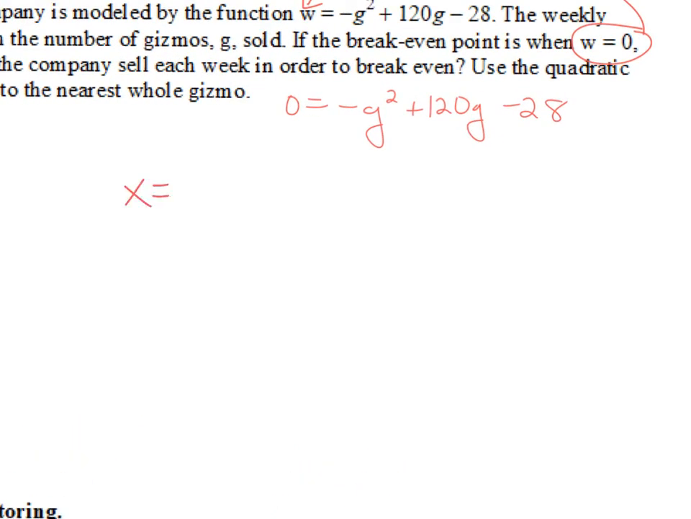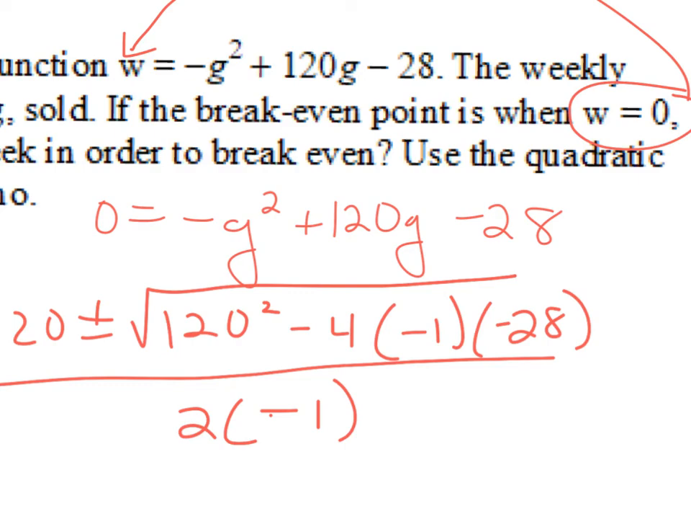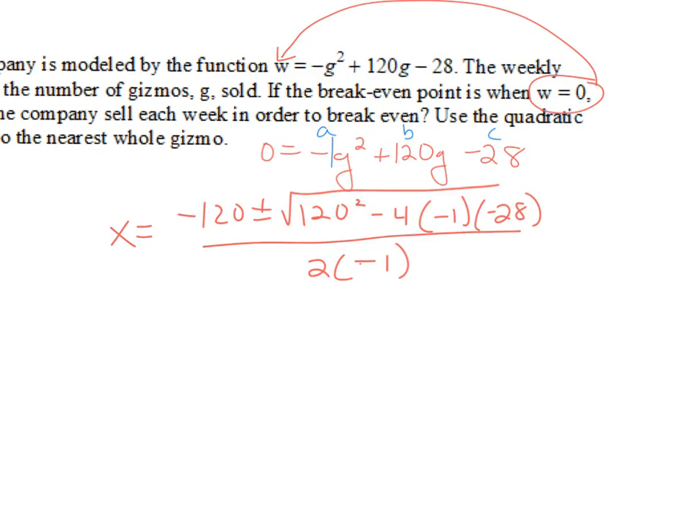So I get x equals -120 plus or minus the square root of 120 squared minus 4. My a value is -1 and my c value is -28, all divided by 2 times -1. Okay, and I didn't really tell you that back here, but this right here would be a, b, and c.